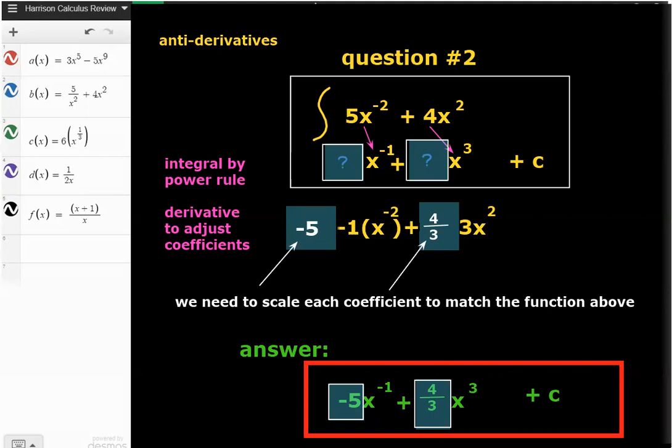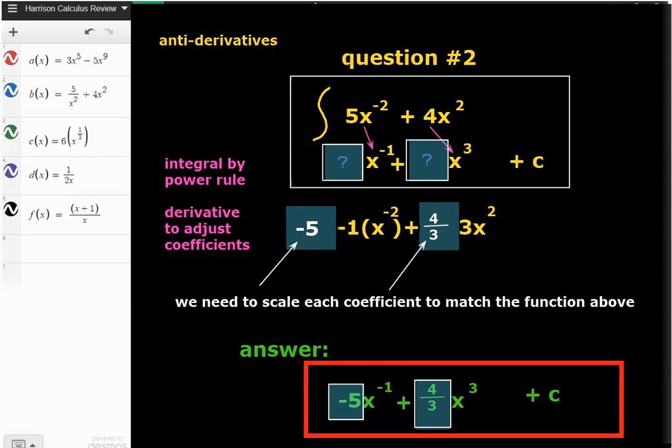To find the correct coefficients, we'll take the derivative by the power rule. X to the negative 1 would become negative 1x to the negative 2, and x cubed is 3x squared. Well, we didn't have negative 1 in front of that x squared. We had 5. So we have to scale it up by negative 5 to make the coefficient match.